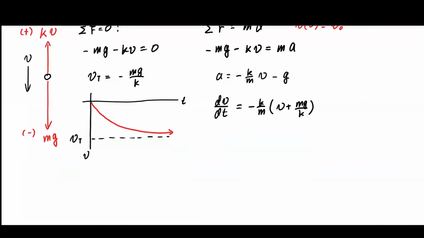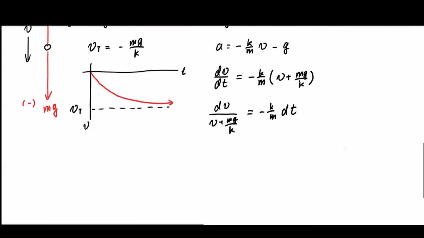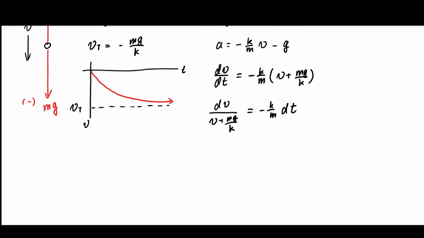Now, come back to the realm of mathematics, and we separate. So we have dv over v plus mg over k, is equal to, and you leave these things here if you know what's good for you, like that. That is how you're going to separate it. And then you take an antiderivative on both sides, so it's like an integral sign, if you will. So this is ln of the absolute value of v plus mg over k, and it is equal to negative k over m t plus c.